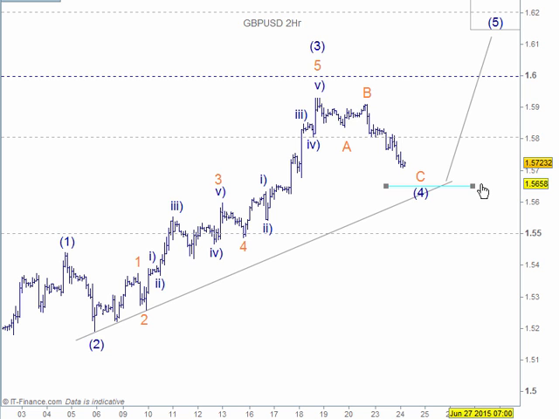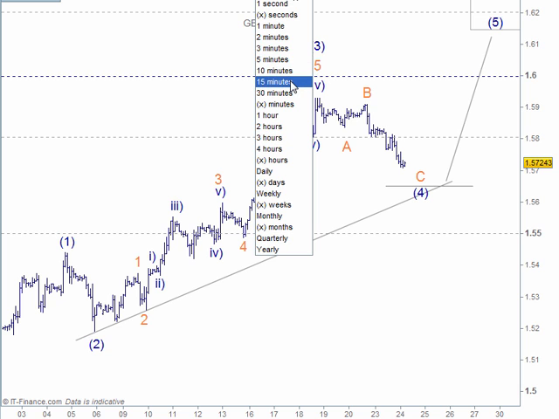It may or may not get there. The wave C coming down through here is what we need to look at next. But once that's completed, then we can look forward to further moves to the upside. And let's just drill in here.